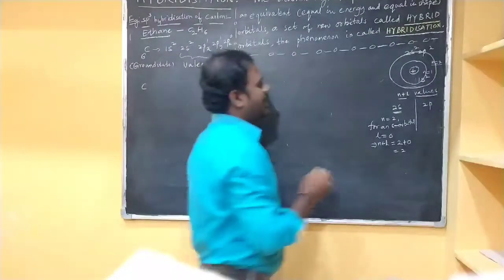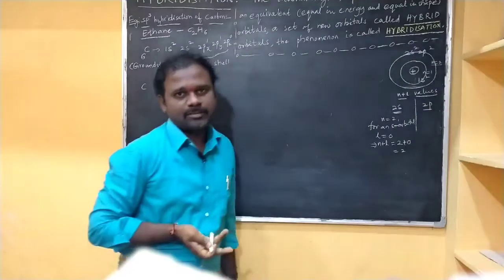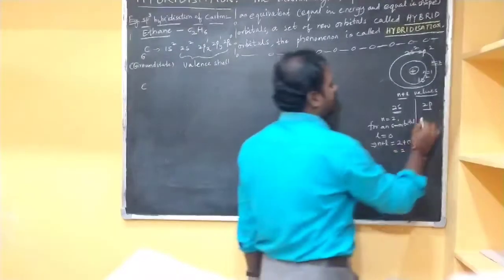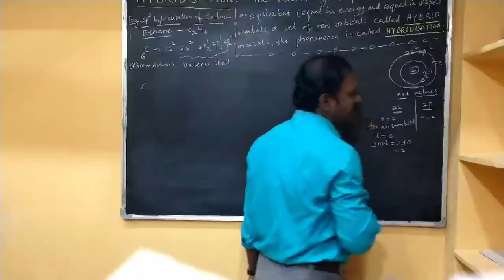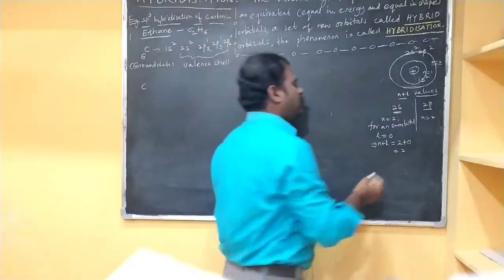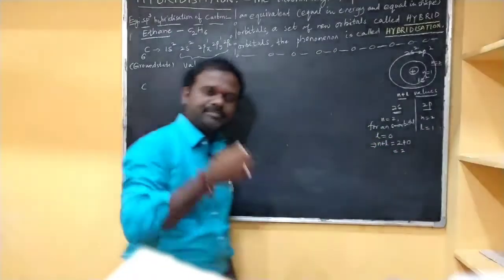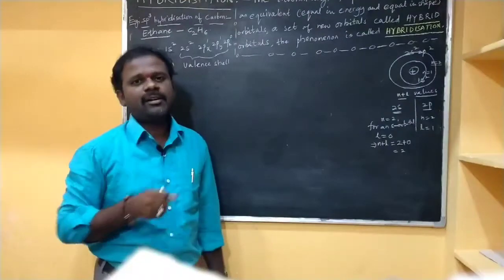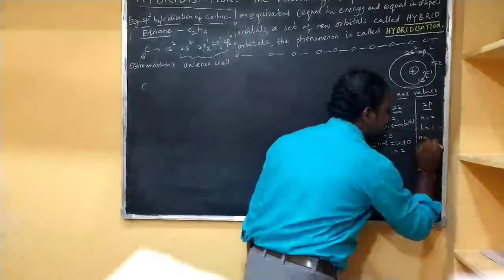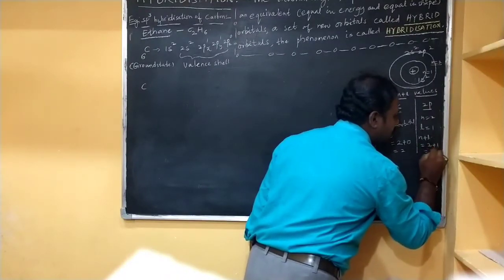Then 2p. For the 2p orbital, what is the principal quantum number, which indicates the main shell? n is equal to 2 is the principal quantum number for the 2p orbital. For a p orbital, L is equal to 1. Then the n plus L value is 2 plus 1, which is equal to 3.